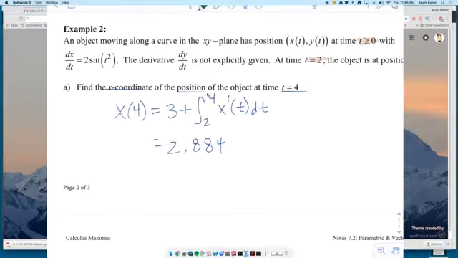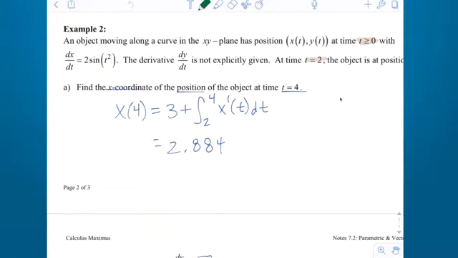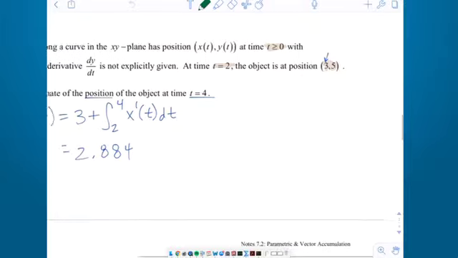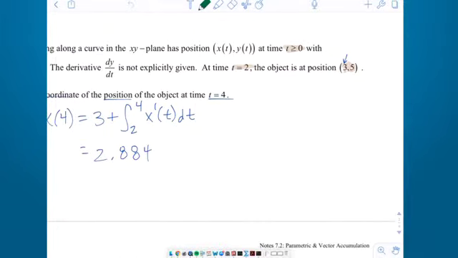Okay, so we are finishing up example 2 very quickly. I wish we would have been able to finish it on the previous recording, but it didn't happen. So just to go over it again, pick up where we left off. We got an object moving on the xy plane. If you remember, it gave us x prime of t, but not y prime of t. And we had the initial condition. It was at the point 3,5 when t equals 2.